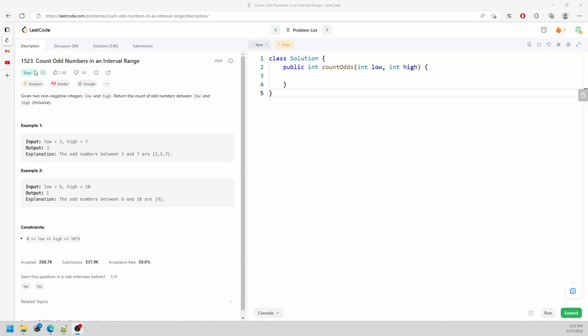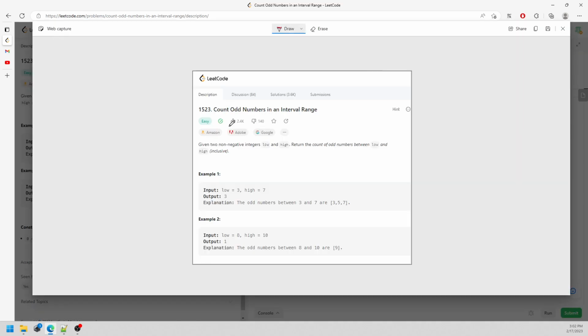Hi, so let's talk about count all odd numbers in the interval range. You're given the low and high, so you have to return the count of all odd numbers between the low and high. So let's talk about this.